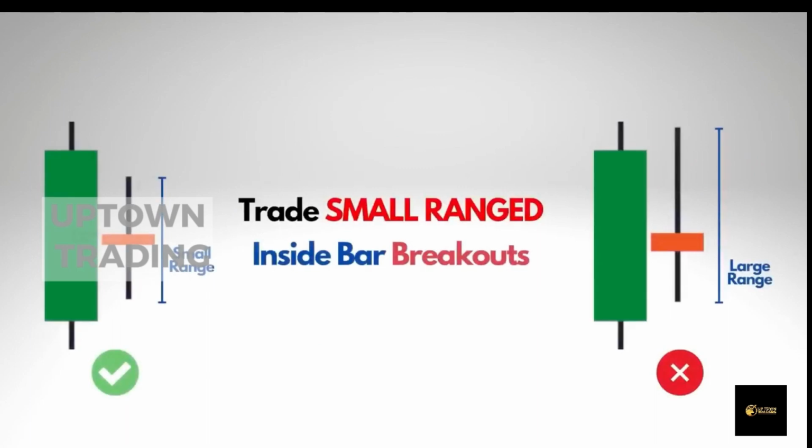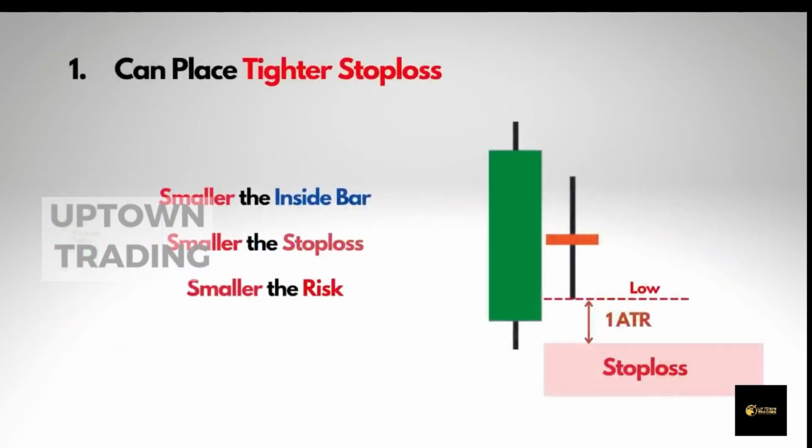I would recommend you to go with the small ranged inside bar breakouts. Now there are a few reasons as to why this is important. The first benefit is that you can place a very tight stop loss. You can reference the low of the inside bar to set your stop loss as we have discussed, and the smaller the inside bar, the smaller the stop loss is. And with a smaller stop loss, you can put a larger position size and still keep your risk constant.